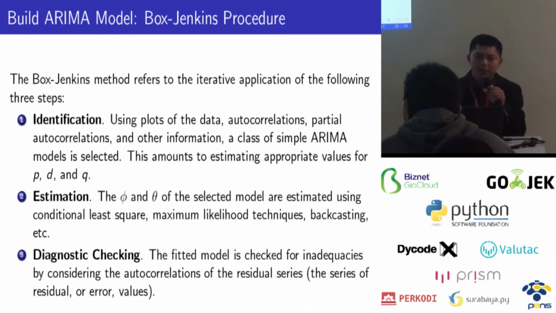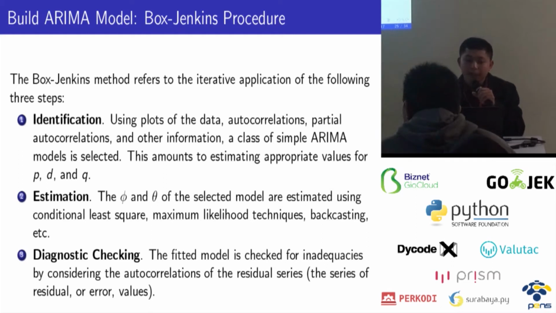In order to build the model, we have a procedure called the Box-Jenkins procedure. This procedure starts from identification. It means that we find the values of p, d, and q. So this is the order. Like the autoregressive process, we model the data with Yt minus 1, Yt minus 2, or Yt minus however many. So this is the identification.